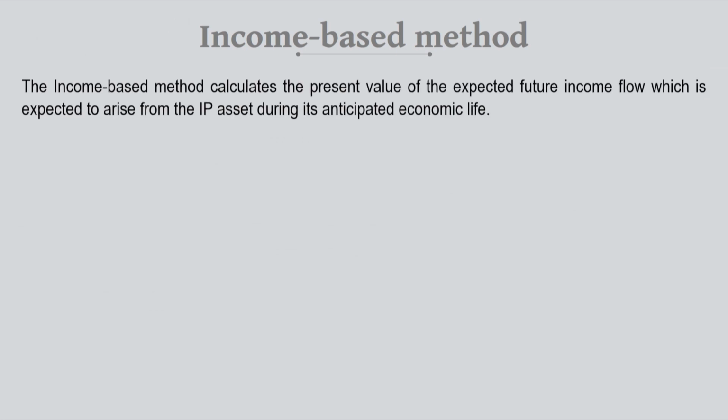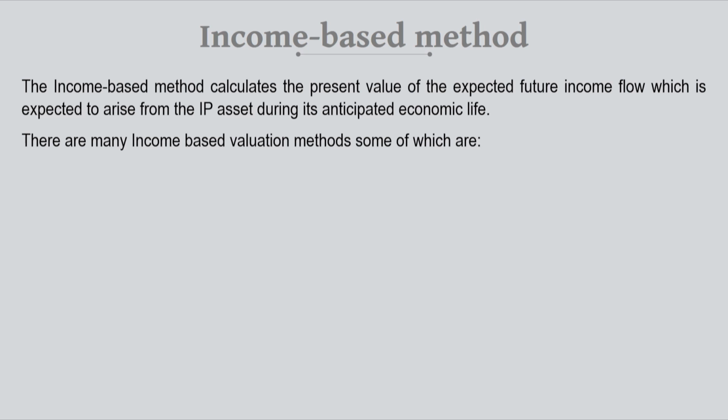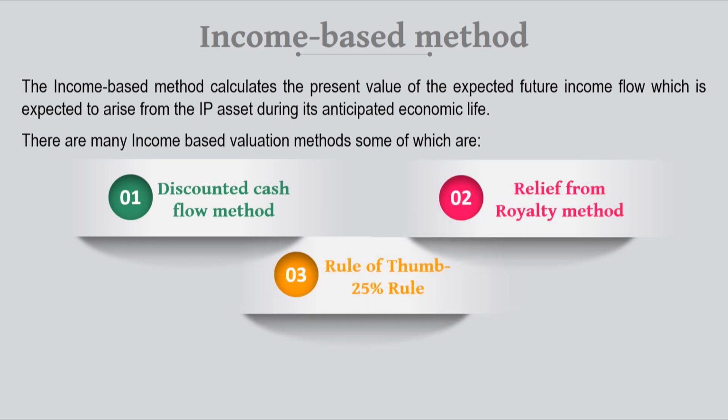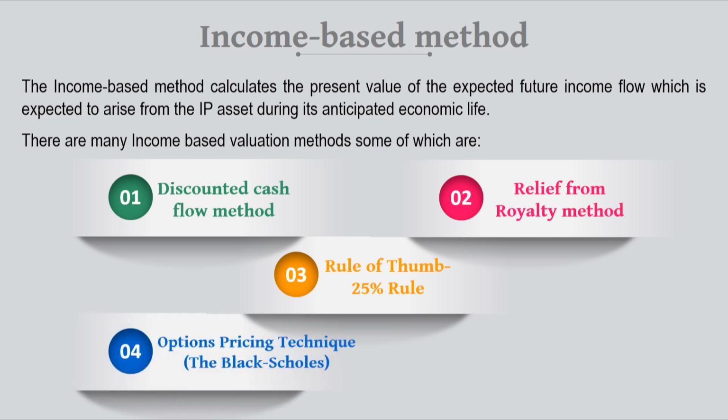The next method is income based method. The income based method calculates the present value of the expected future income flow which is expected to rise from the IP asset during its anticipated economic life. That means, how much income will be there during the time period of that particular IP asset. This is your income based method. Now, there are many income based valuation methods which are commonly used. These are discounted cash flow method, relief from royalty method, rule of thumb, that is 25% rule, options pricing technique which is also known as the Black-Scholes method and the Monte Carlo approach.